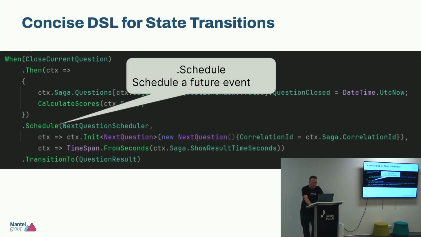We can also call the scheduler to schedule future events, all those timing things like the question is open for 10 seconds. Once the question's closed, we'll display the results for 5 seconds and then go to the next question. All that stuff is handled through raising timed events at specific times in our flow.